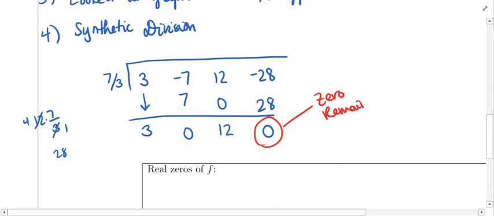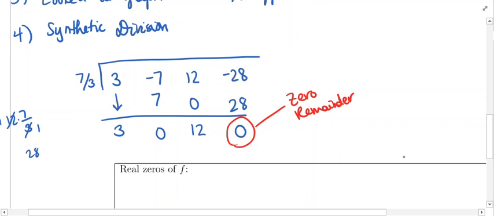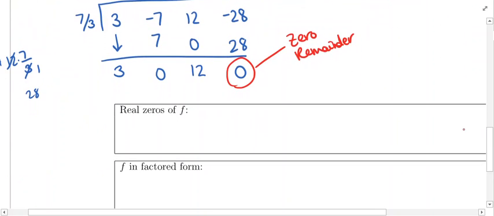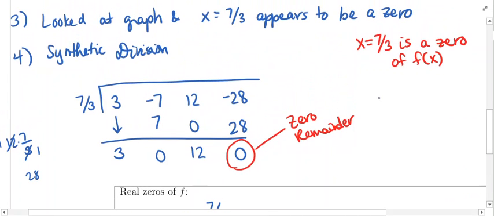Okay, so this confirms that x equals 7/3 is a 0 or x-intercept of our polynomial function. Okay, so I'm going to go ahead and put this in the box. X equals 7/3 is a real 0 of the polynomial function. Okay, all right, so this means that if you have x equals 7/3 is a 0, that means x minus 7/3 is a factor.